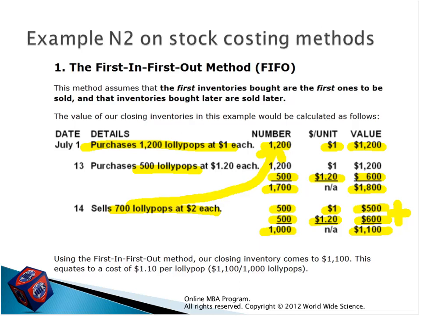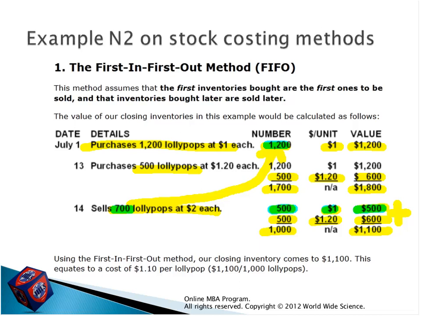So this here is the first one, 500 of the lollipops left from the first inventories, because 1,200 minus 700, which is the sales, we have got the balance 500, right? And these 500 units of the lollipops would be valued at $1 each, and we have got 500 US dollars.